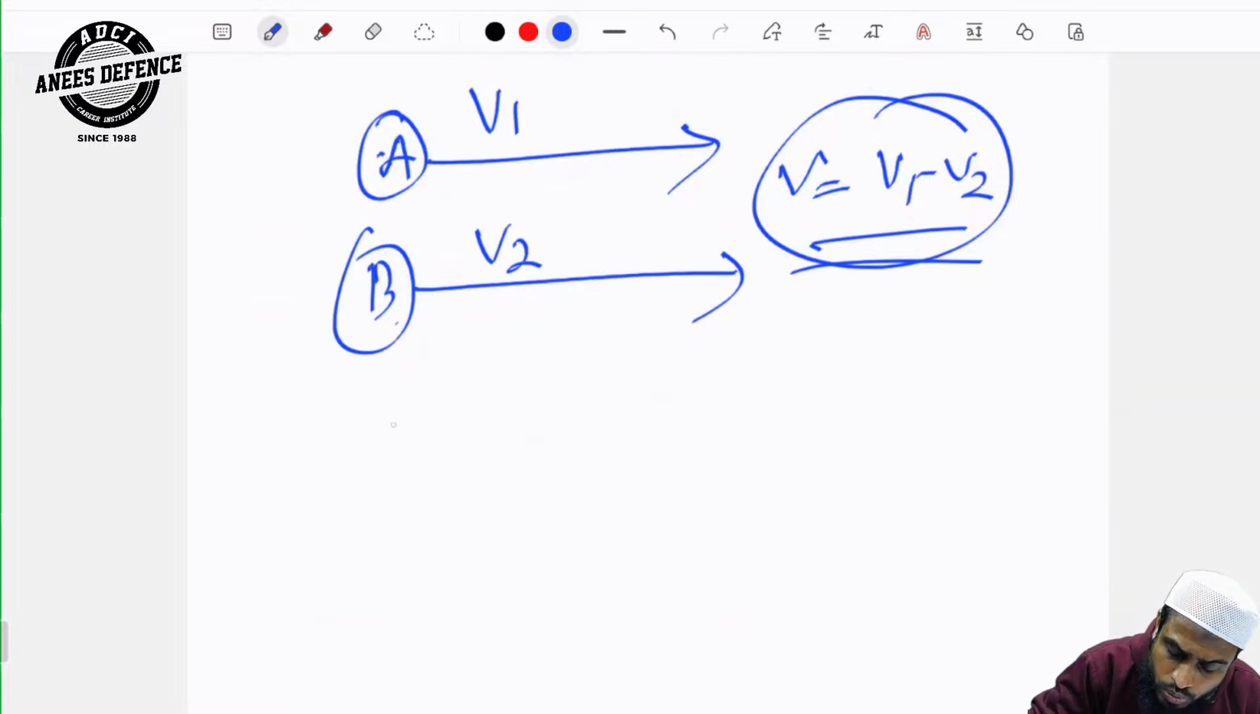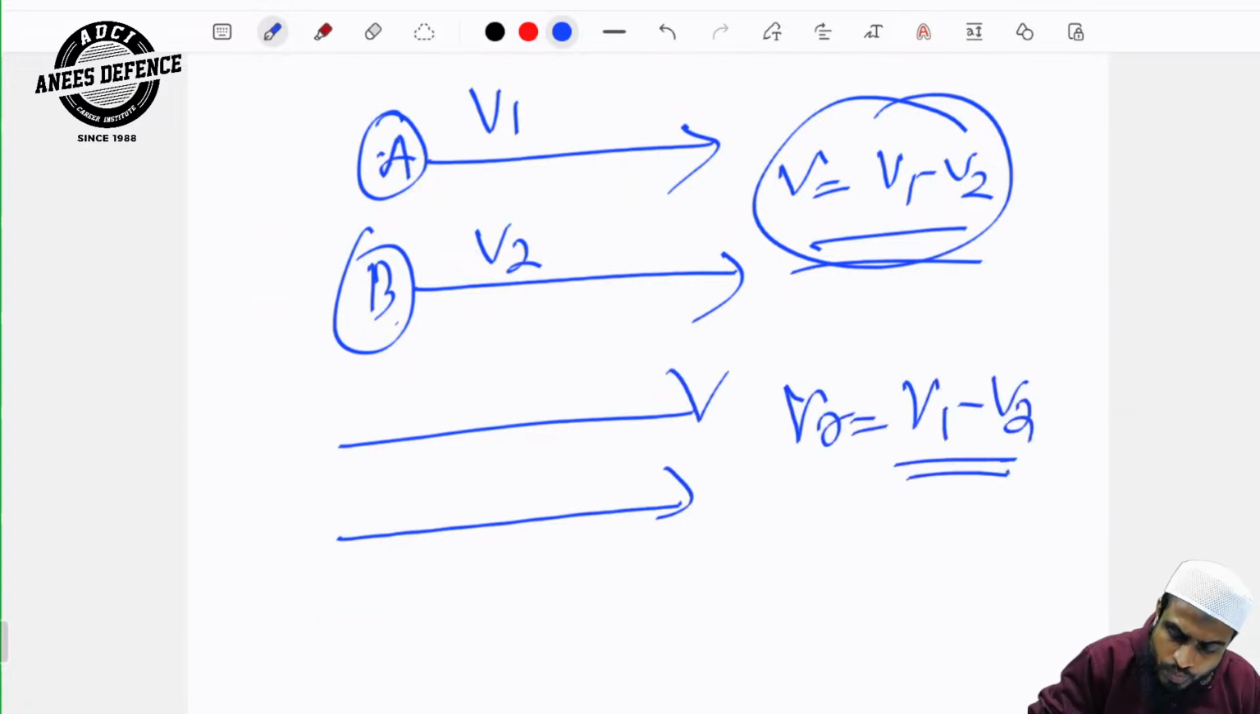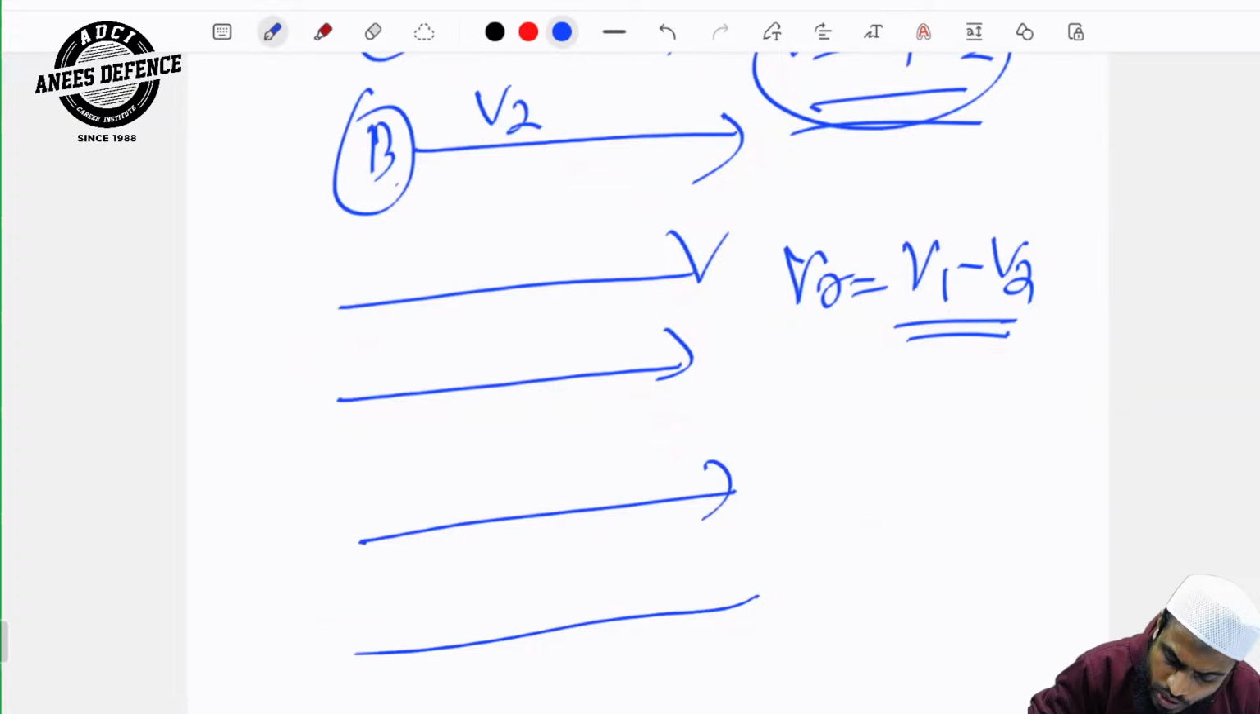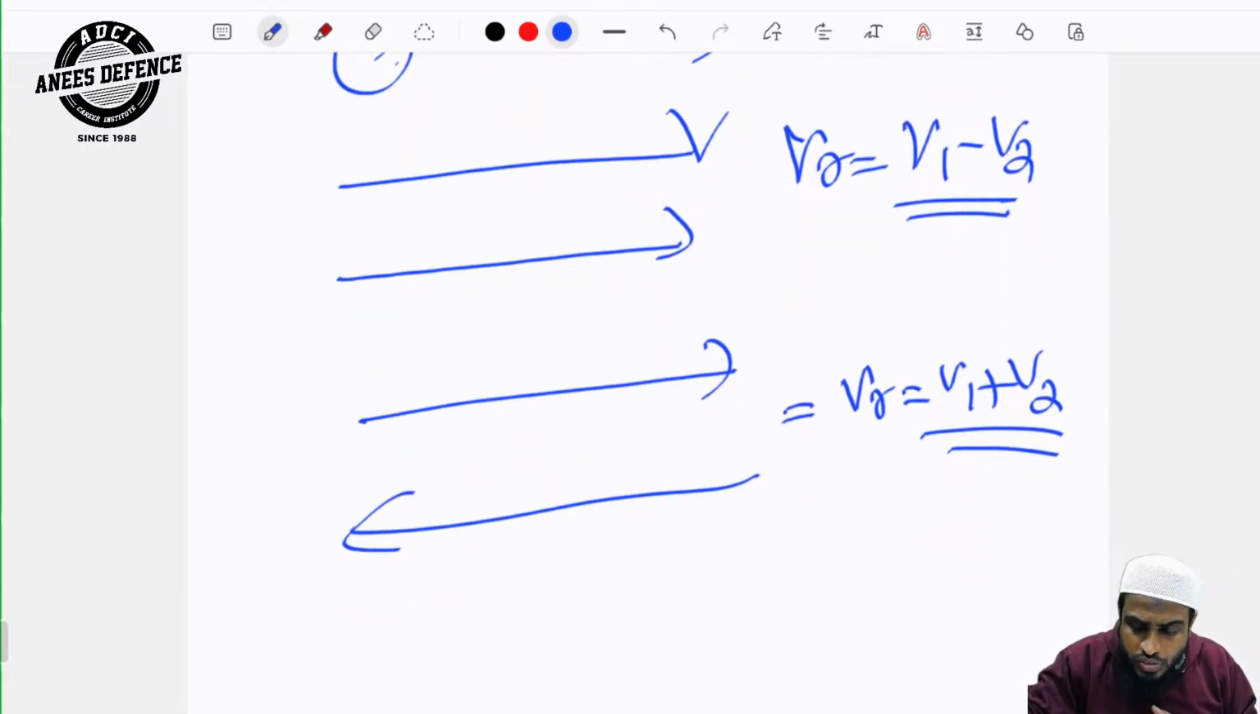When both bodies are moving in the same direction, the relative velocity should be V1 minus V2. When both bodies are moving in the opposite direction, the relative velocity is equal to V1 plus V2. Because if two persons are moving in opposite directions, they are moving apart in a very quick manner. If the two persons are moving in the same direction, they will not be separated as much as in the last case.